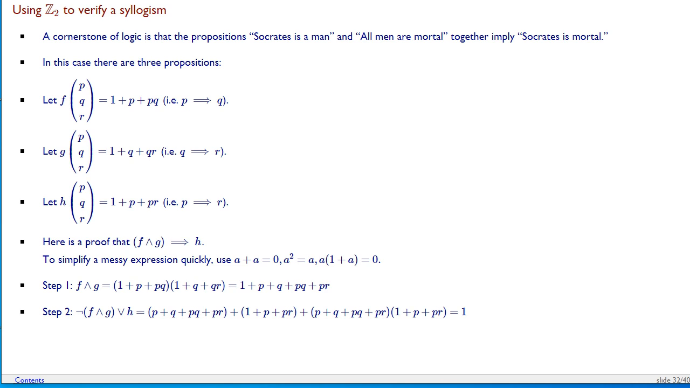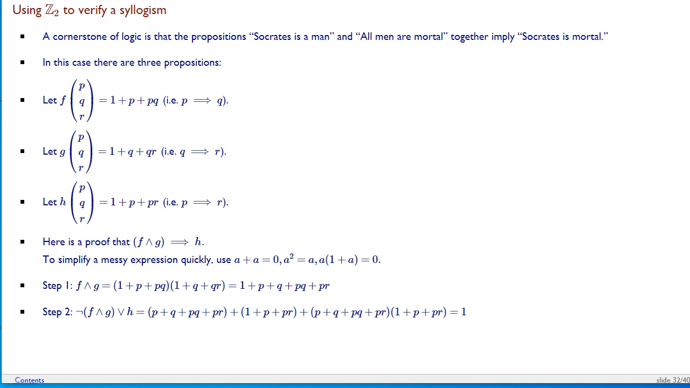Step 2. F and G implies H is the same thing as not F and G or H. Well, not F and G is something we're anxious to do because by adding 1, we just eliminate the first term here. There's P plus Q plus PQ plus PR. And then we have to OR that with H. H is 1 plus P plus PR. And because we're doing an OR, we have to add on the product of these two things.